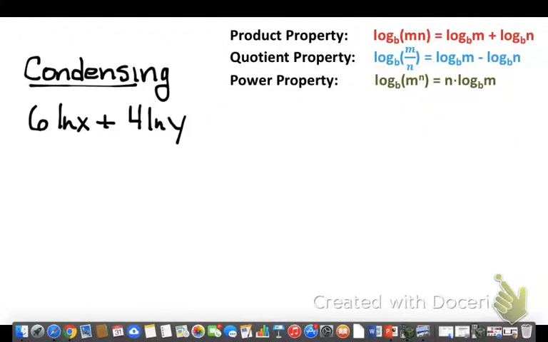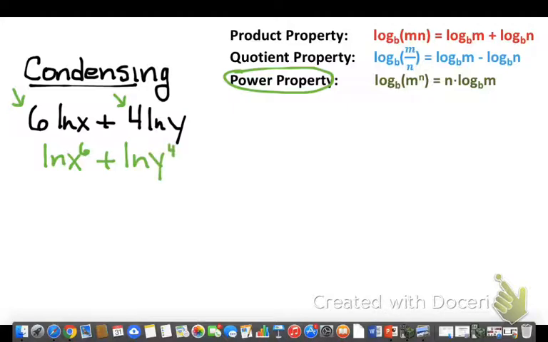Finally, we're going to condense a natural log, and we need to ask ourselves, so basically we're doing the opposite of expanding. We need to figure out where the 6 and the 4 came from. So we're looking at the 6 and the 4, and we know that we get a number in the front when we're using our power property. So our power property says that we're going to get the natural log x raised to the power of 6 plus natural log y raised to the power of 4.